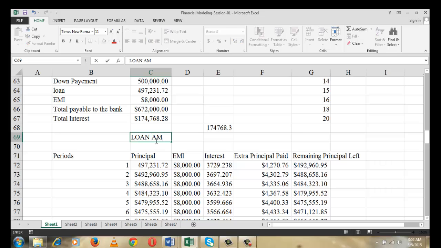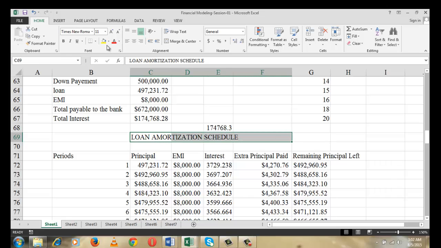This is called a loan amortization schedule in Excel. You can calculate like this way.